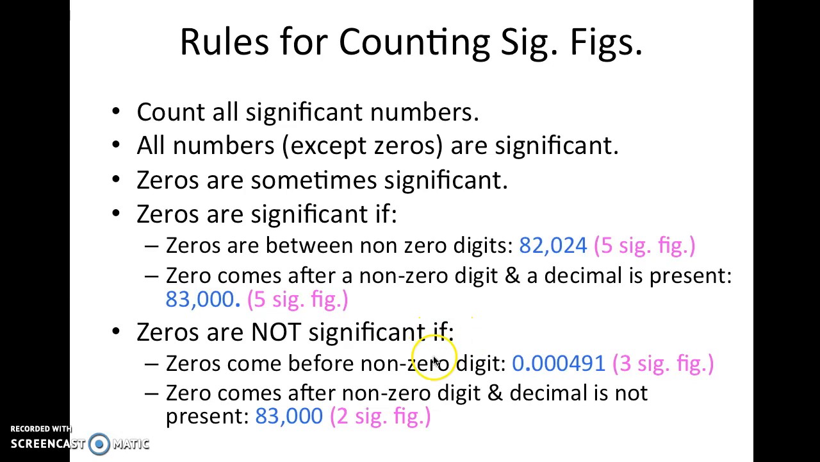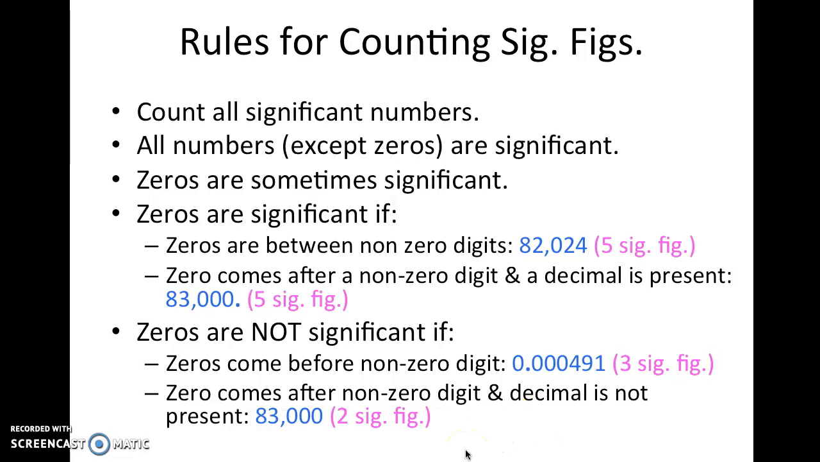These are cases where zeros are not significant. So any zero that comes before a non-zero digit, it's always insignificant. If you look at this number here, we see that the first 4 digits in this number are all zeros. So we don't count those, they don't count. And when we are counting how many significant figures there are, we start with the 4, which is our first non-zero digit, and it's 1, 2, 3. There are 3 of them, so we count 3.